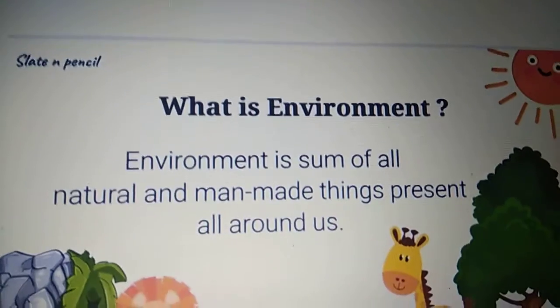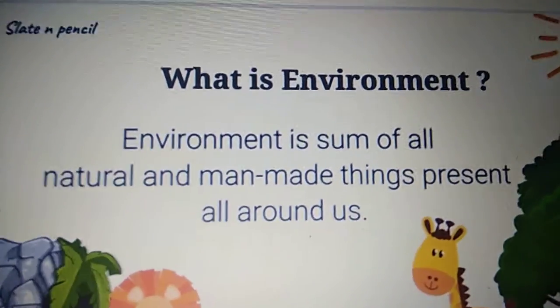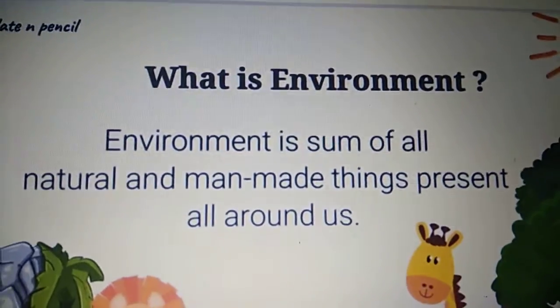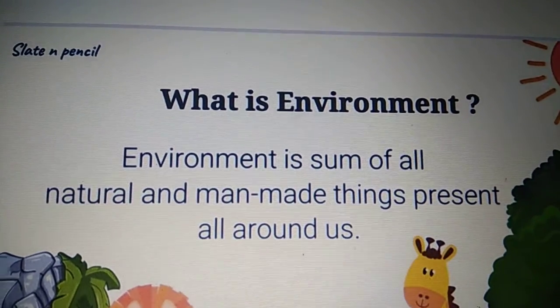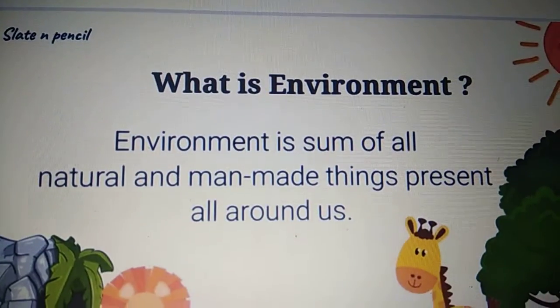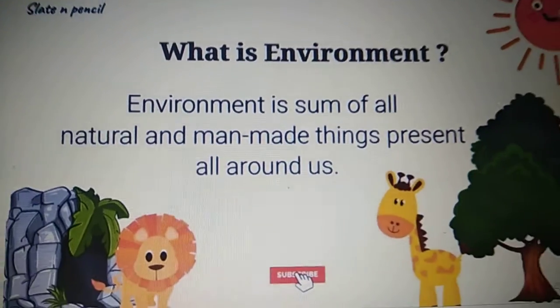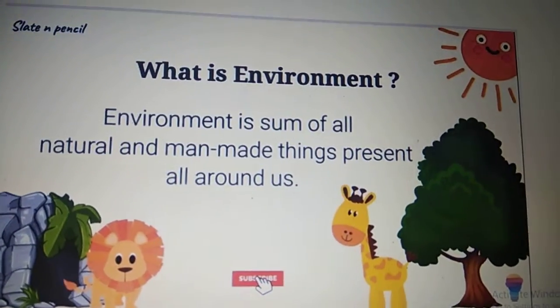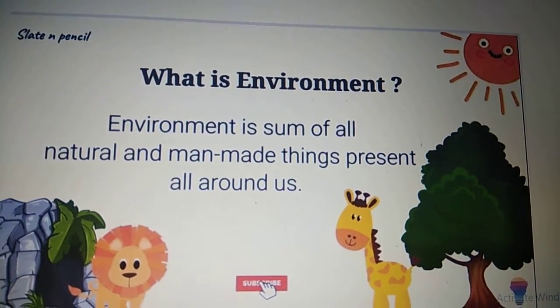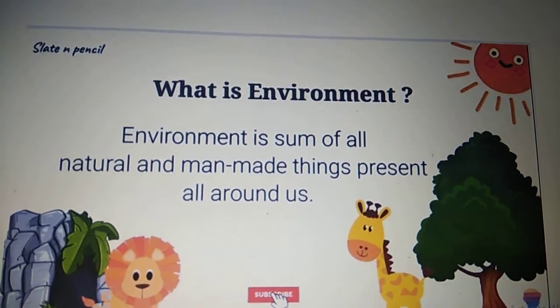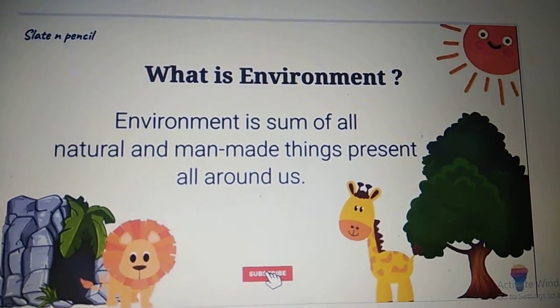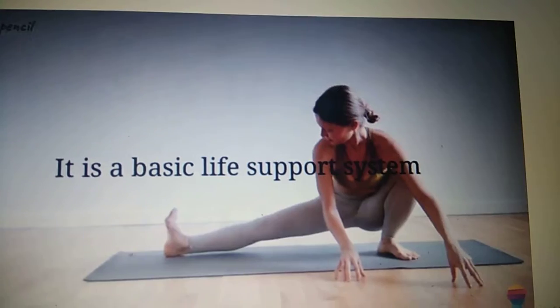Okay. So children, what is environment? We can sum up by this definition. Environment is the sum of natural and man-made things present all around us. So you can see whatever is all around us. You can see the sun, the trees, the animals, the rocks. Okay, all this is environment.